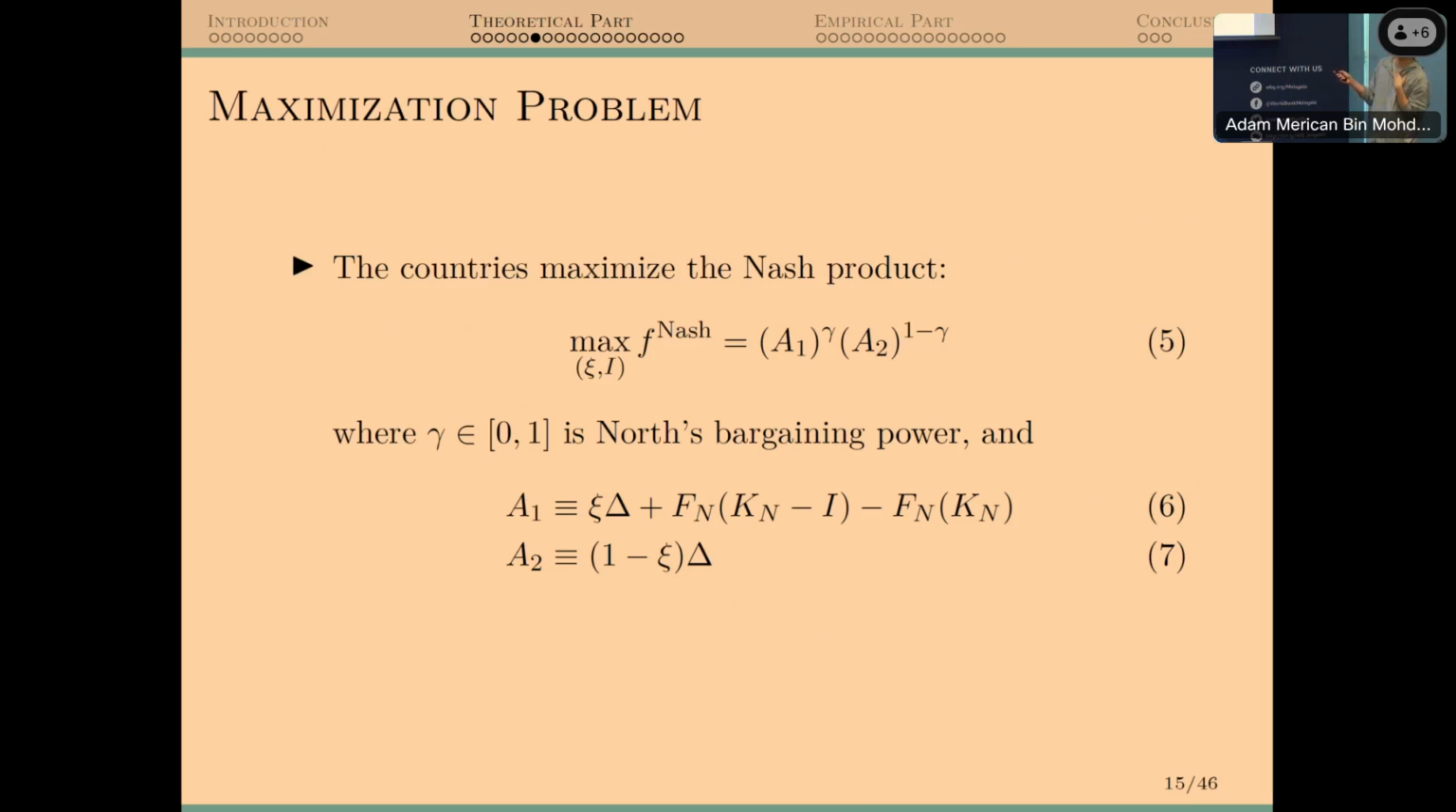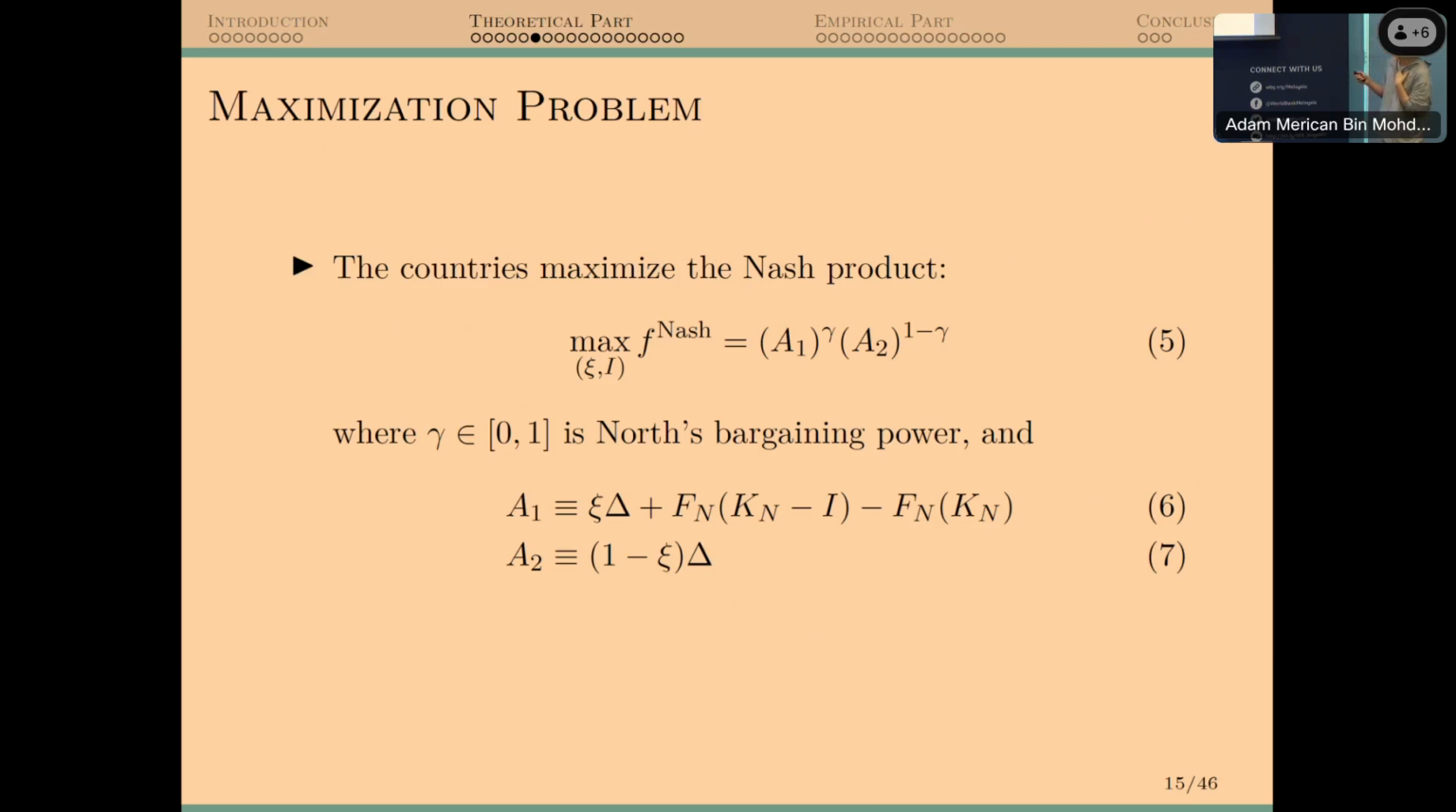We give each of them a bargaining power. Gamma is the bargaining power of the South country, then 1 minus gamma becomes the bargaining power of the North country. So these are the two factors we decide to maximize in the Nash product. Any questions?